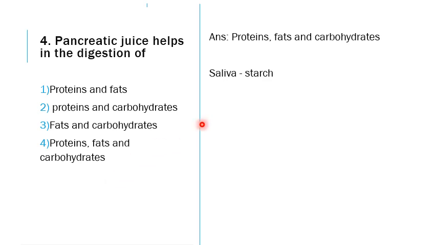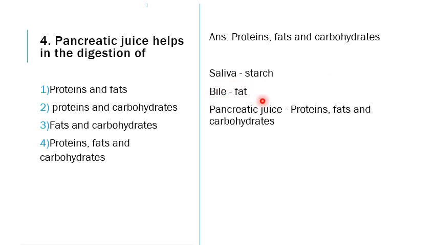Actually, saliva mainly is involved in digestion of the starch, that is a carbohydrate, and then bile from the liver secretion helps only in digesting the fat. The pancreatic juice alone helps in digesting all three things: proteins, fats as well as carbohydrates. If we see only the secretions from the intestine, this will mainly help in breaking down the small peptides and then the disaccharides.